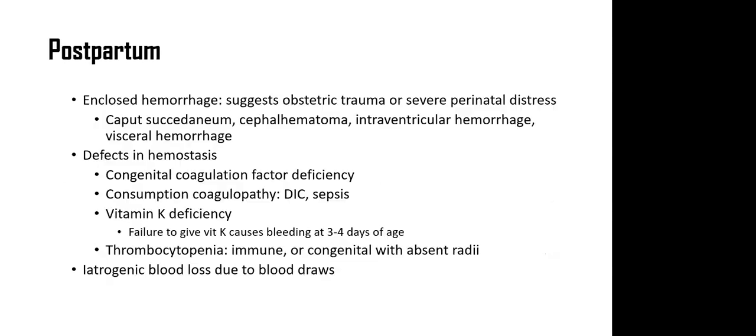So next is the postpartum causes of hemorrhagic anemia. It is usually an enclosed hemorrhage, and it may suggest obstetric trauma or severe perinatal distress, such as caput succedaneum, cephalohematoma, intraventricular hemorrhage, and visceral hemorrhage. There can also be defects in hemostasis, such as congenital coagulation factor deficiency, consumption coagulopathy such as disseminated intravascular coagulopathy, and sepsis. It could also be because of vitamin K deficiency, and thrombocytopenia, whether immune or congenital. Lastly, it can be iatrogenic, due to blood loss from blood draws. We must remember that neonates have a smaller blood volume.